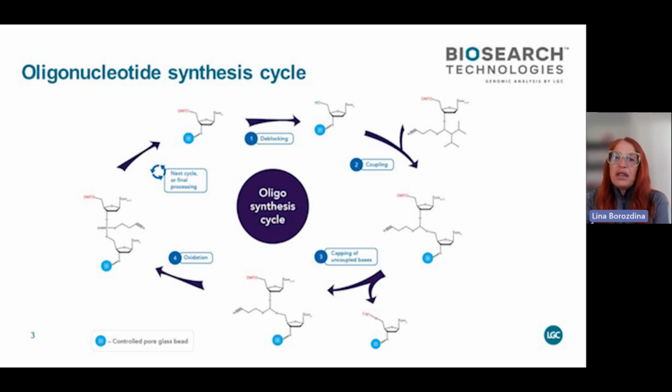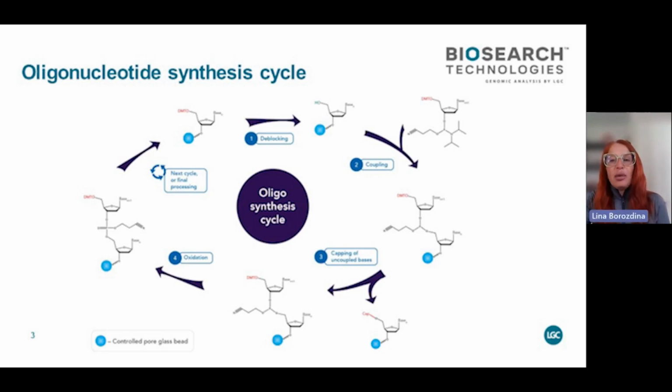Next addition would be putting the second base on, which is this, your cyanoethyl group. This base gets mixed with an activator, which could be ETT, BTT, or DCI. And then during this reaction, it's called coupling. The two bases are added together.